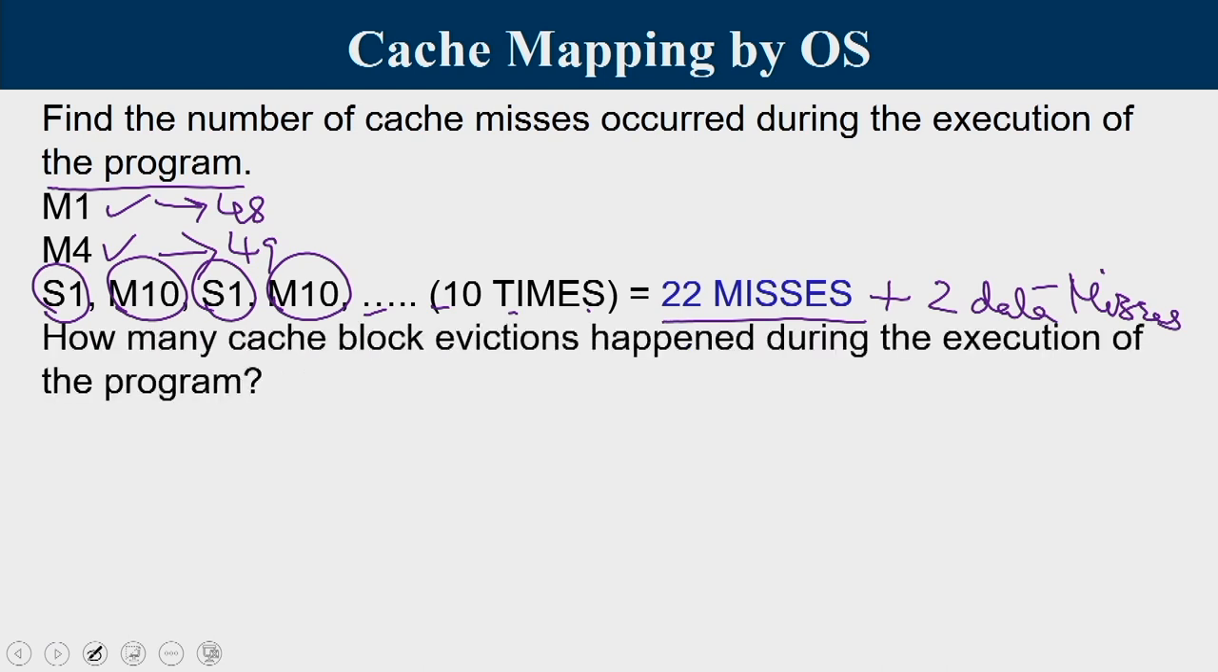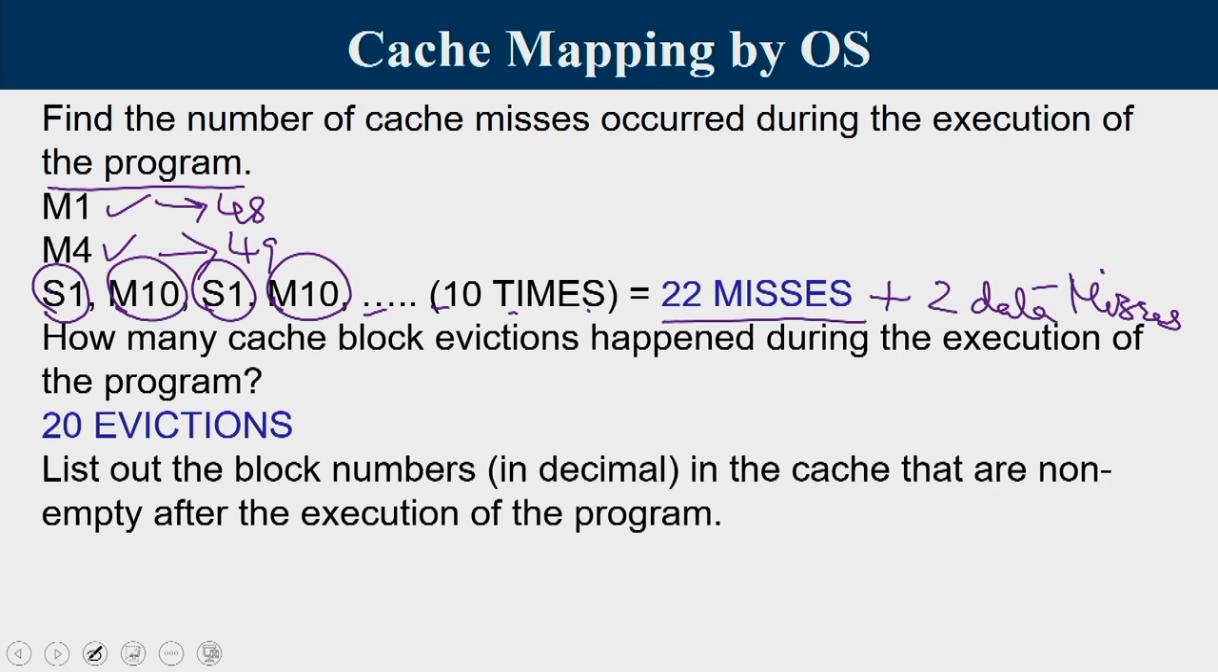How many cache block evictions happen during the execution of the program? An eviction happens when there is already data in the block and I am going to evict it. So, whenever I miss in S1, I evict the contents that have been brought from M4. Like that, for this loop, you have evictions. So, you have a total of 20 evictions.